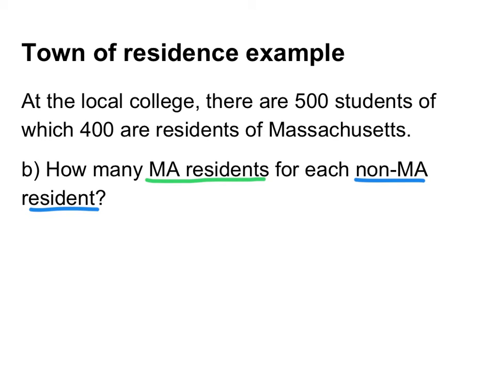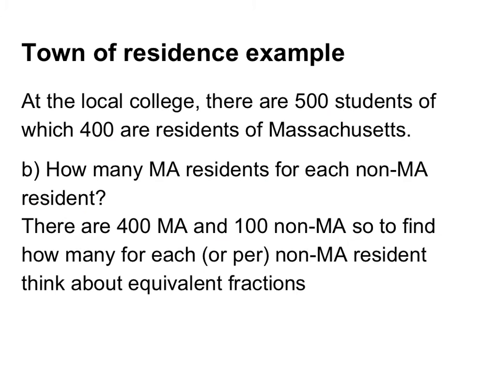So the first thing we need to do is figure out how many non-Massachusetts residents there are, because that number isn't actually given to us. If there are 500 students and 400 of them live in Massachusetts, that means the rest of them don't. So that means there are 400 Massachusetts and 100 non-Massachusetts. To find out how many for each, or per, which is often a more common mathematical term, non-Massachusetts residents, we're going to think about equivalent fractions.